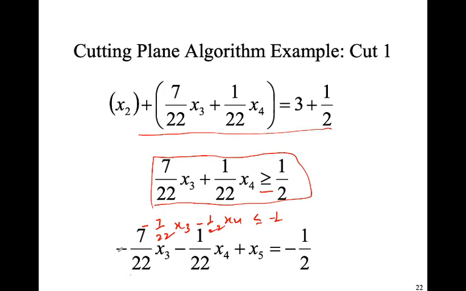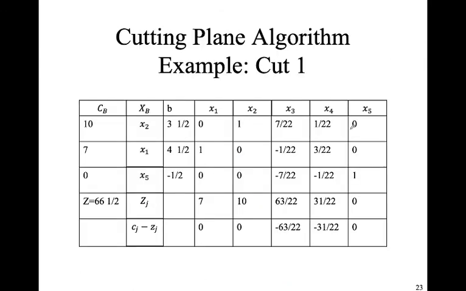The coefficient of x1 is 0, the coefficient of x2 is 0, the coefficient of x3 is minus 7 by 22, the coefficient of x4 is minus 1 by 22, the coefficient of x5 is 1. Okay. And the value is 1.5. Okay. So x5 1.5, coefficient of x1 0, coefficient of x2 0, minus 7 by 22, minus 1 by 22, and this one. Okay. So now you have to apply the dual simplex method.